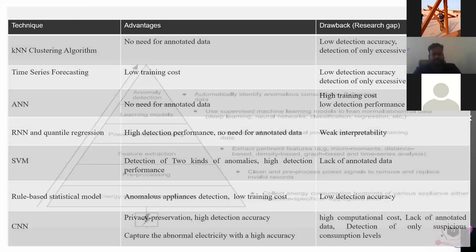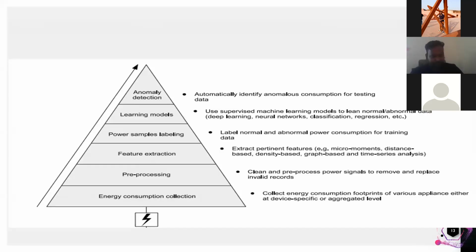Please turn to the next page. And we are talking about the next page: how to collect the data, and how anomaly detection is working.